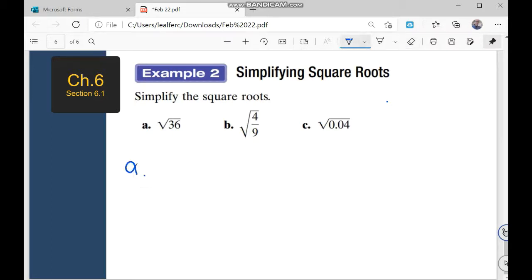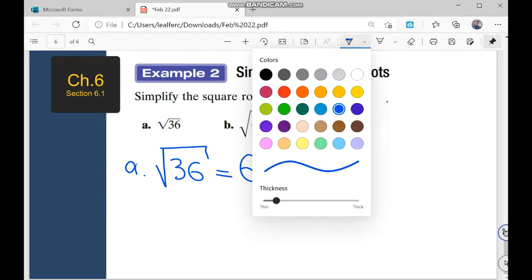letter A, square root of 36. You're not going to say 6 or negative 6, no. When you have a question like this, simplify the square roots, the answer here is always going to be the positive. Letter B.